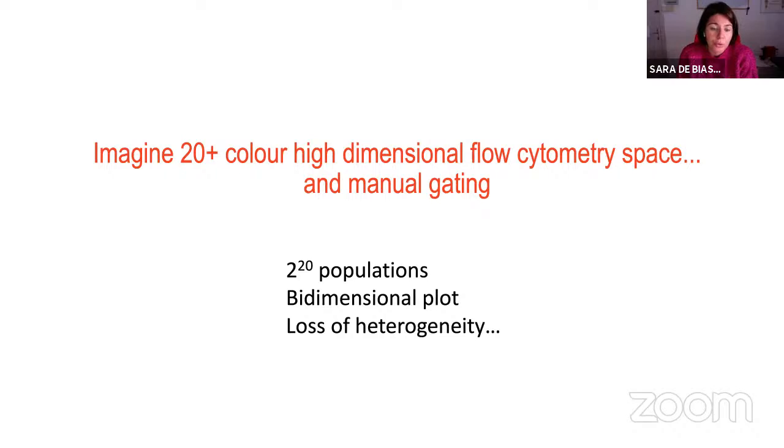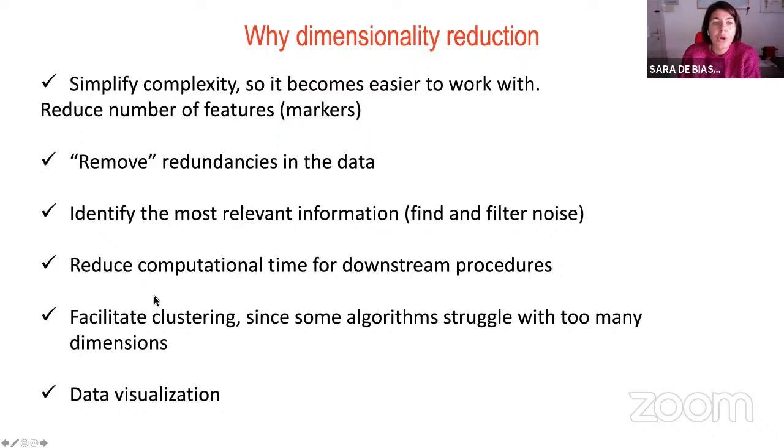So you will have 2 to 20 populations to analyze, and of course the analysis will be driven by the expert that is doing the analysis. So maybe you can lose heterogeneity because you don't know the existence of a population in your clusters. So why do we perform dimensionality reduction?